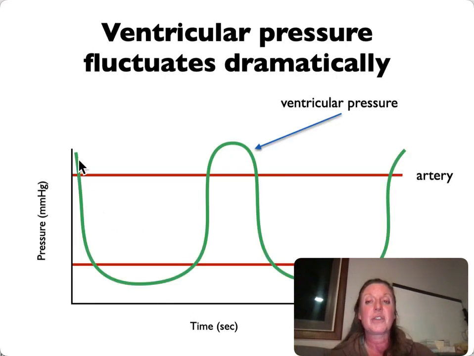Ventricular pressure, on the other hand, fluctuates dramatically. Sometimes it's higher than the highest pressure. Sometimes it's lower than the lowest pressure. And it's the relationship between the ventricular pressure and the pressure in the arteries or in the atria that makes the valves operate and the blood flow.